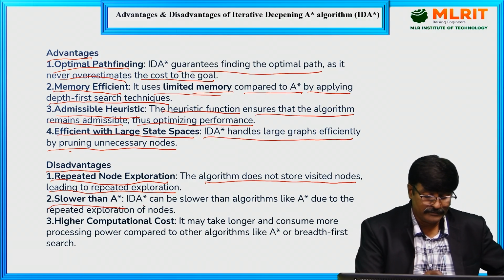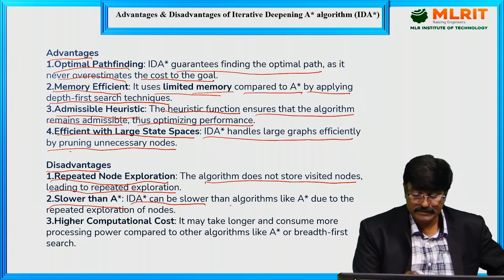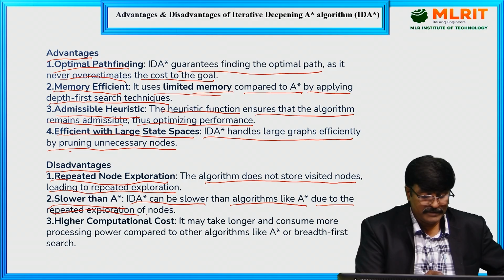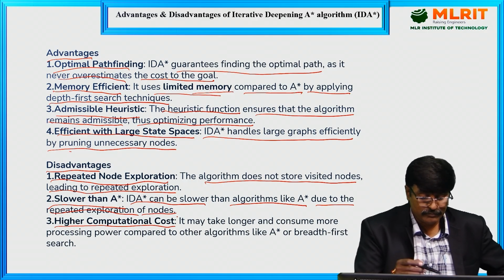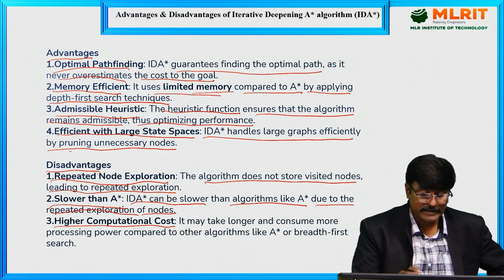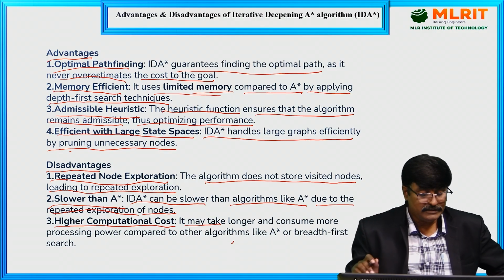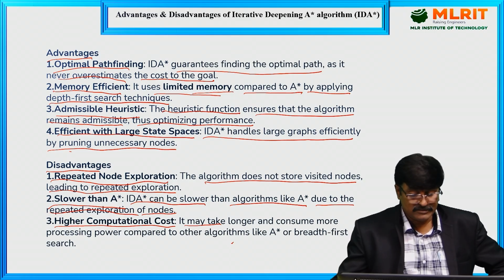but optimal path we are getting, that is the advantage. IDA can be slower than algorithms like A star due to the repeated exploration of the nodes. Higher computational cost as compared to the A star algorithm, it is somewhat higher, but we are getting the optimal path, that is the advantage. So these are the disadvantages in this iterative deepening A star algorithm.